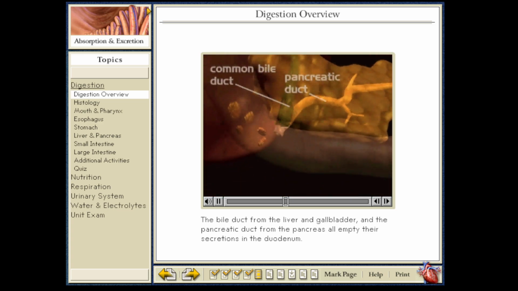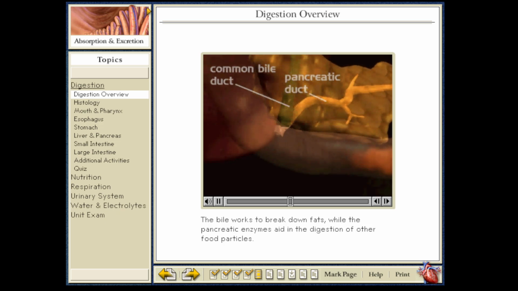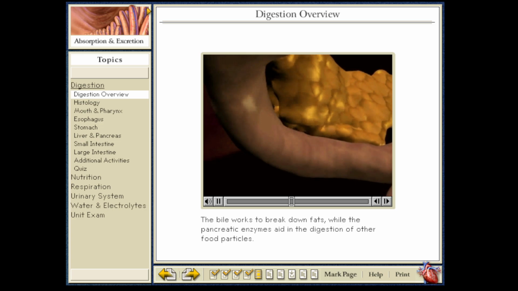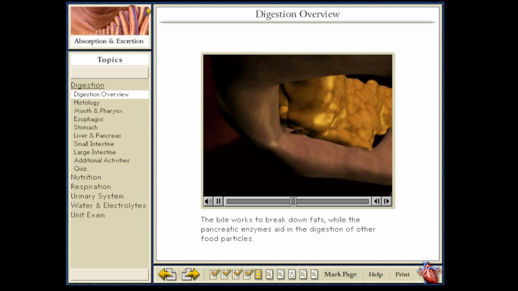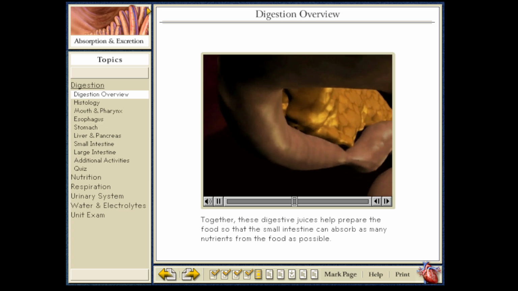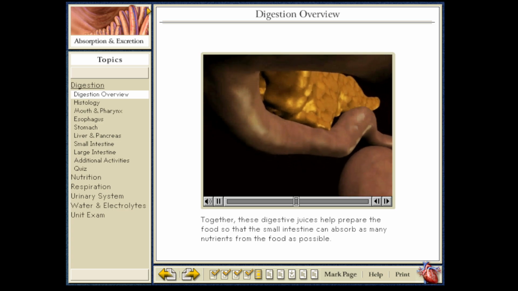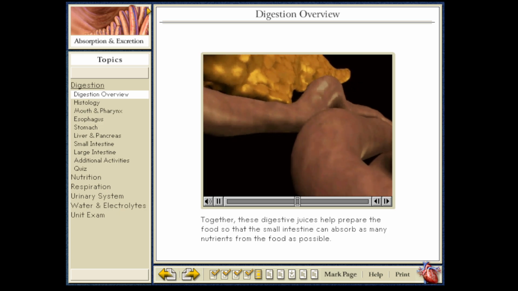The bile duct from the liver and gallbladder and the pancreatic duct from the pancreas all empty their secretions in the duodenum. The bile works to break down fats, while the pancreatic enzymes aid in the digestion of other food particles. Together, these digestive juices help prepare the food so that the small intestine can absorb as many nutrients from the food as possible.